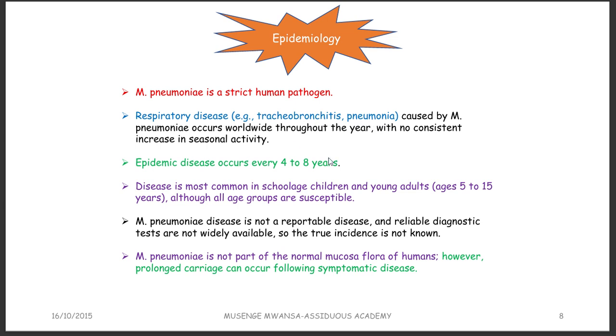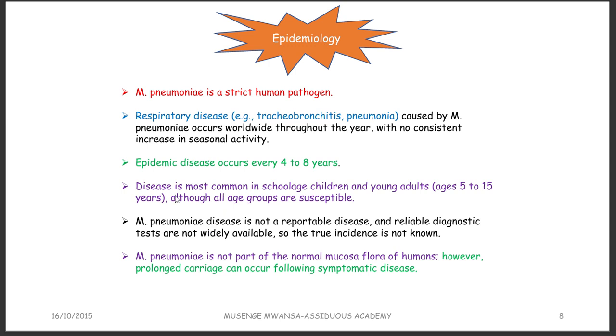Okay, so this disease occurs worldwide throughout the year with no consistent increase in seasonal activity. Like, it doesn't increase in the cold or maybe in the winter or summer. It is throughout the year. Epidemic disease occurs every 4 to 8 years. In other words, normally it is endemic, like it's always there in this environment. But after 4 to 8 years, it can become an epidemic. Like, the cases increase slightly higher than normal. That's the meaning after 4 to 8 years.